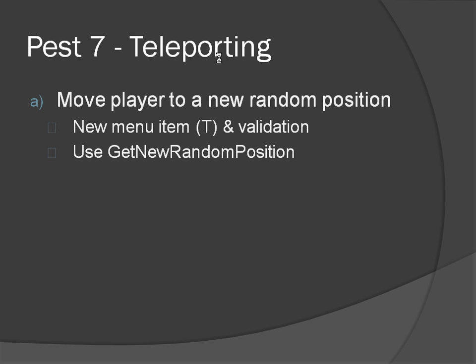The way we're going to do it is we're going to have a menu item on the move menu, for where the player can enter the character T. Obviously we'll need the validation, then we're simply going to use the get new random position. I've got a couple of other ideas for teleporting that we'll look at in the next two pests, but this is going to be the first one we're going to look at.